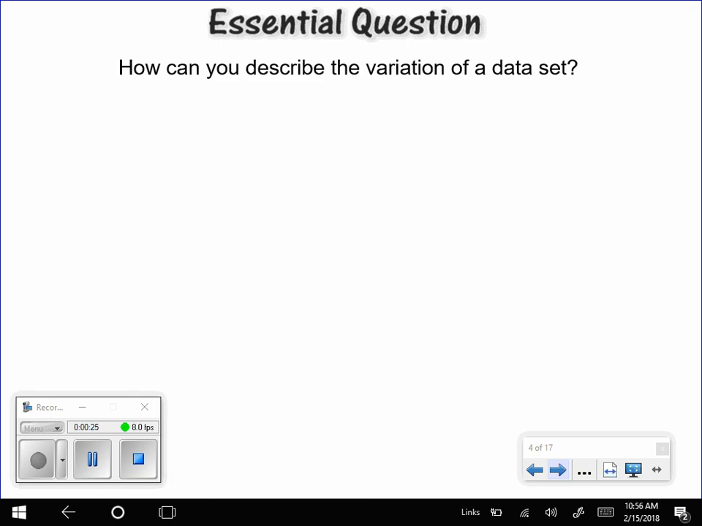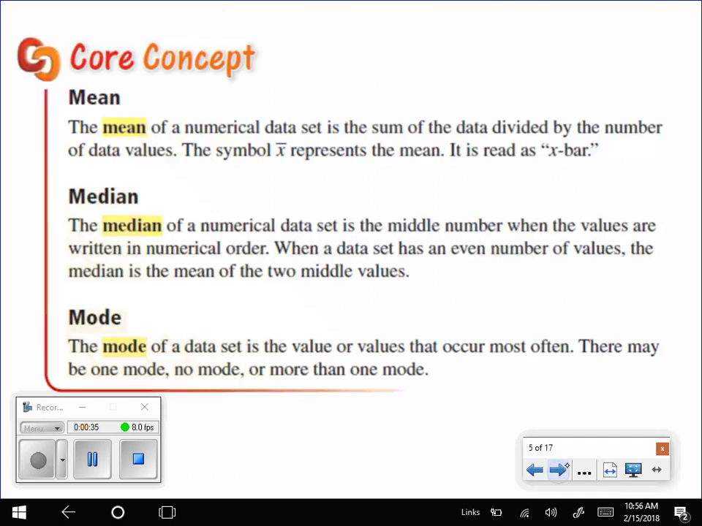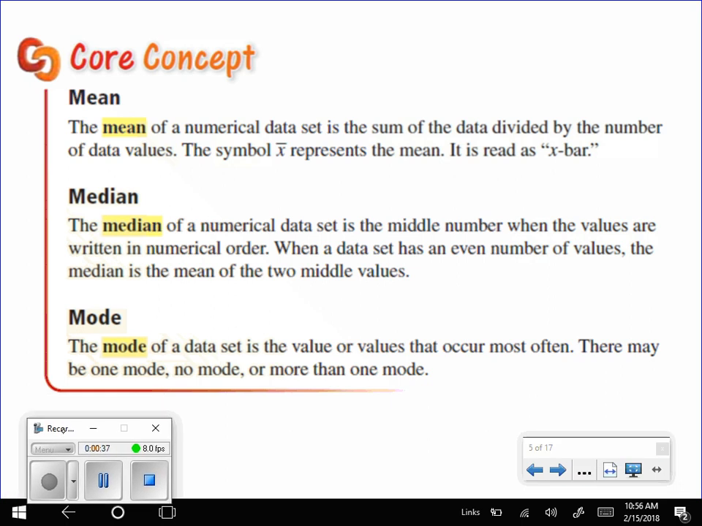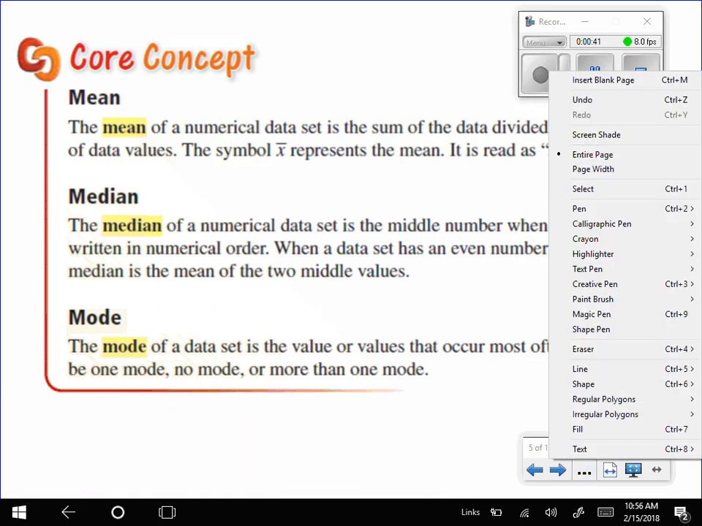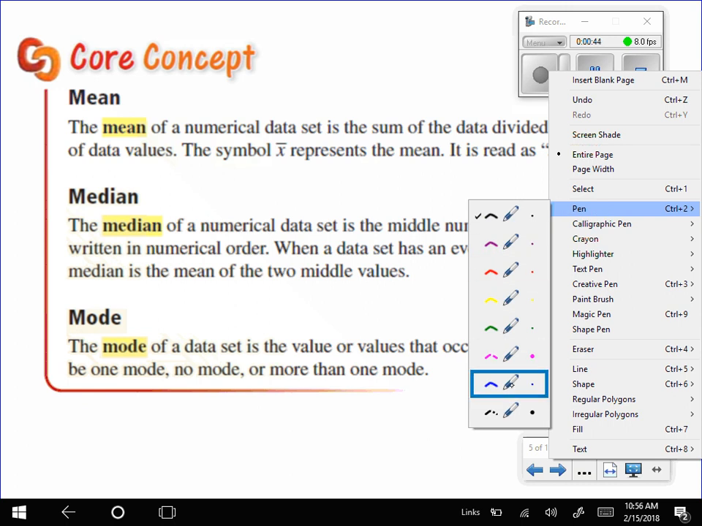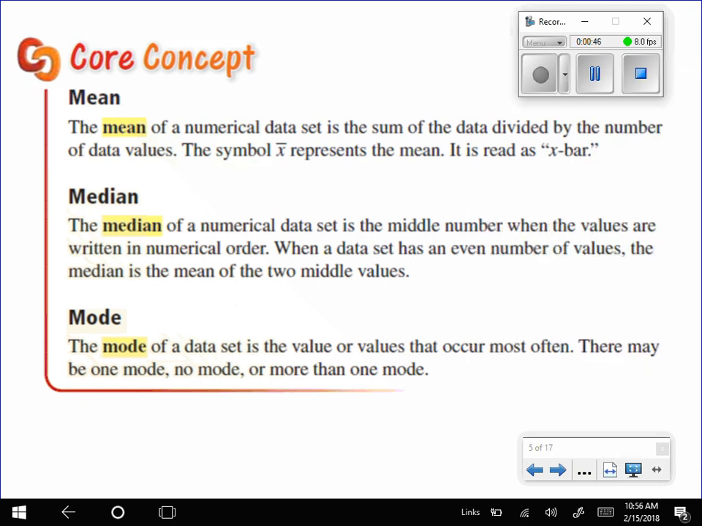So let's get started. We're looking to be able to describe a data set very simply. So here are the few that you need to know. I'm also going to add in one more to this, and that's obviously range. Range is not considered a measure of central tendency. That's why it's always kind of separated out. It's actually considered a measure of variation, which describes the spread of the data set.